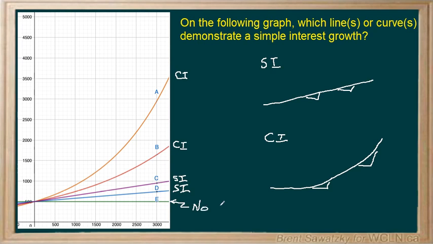That's really no interest. So looking back, we were supposed to identify simple interest growth, and we did so by recognizing C and D as simple interest.